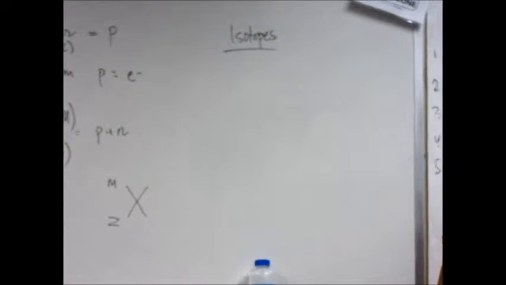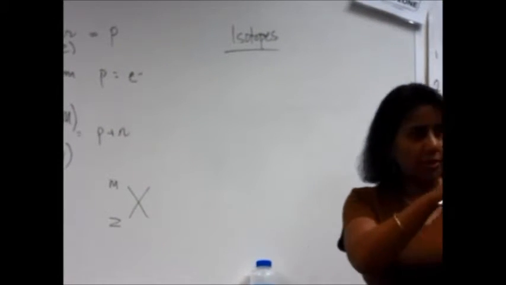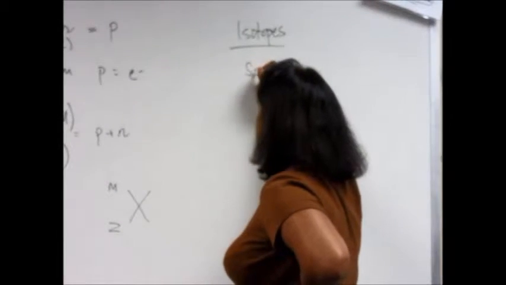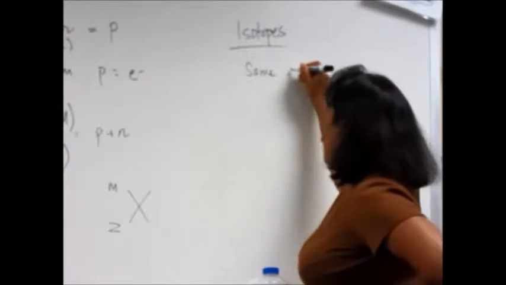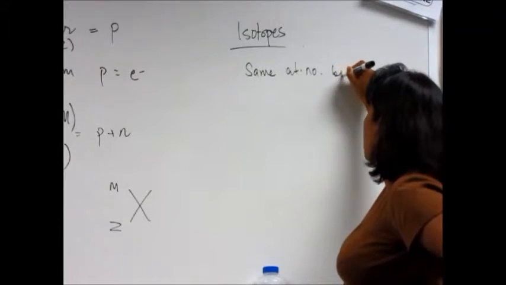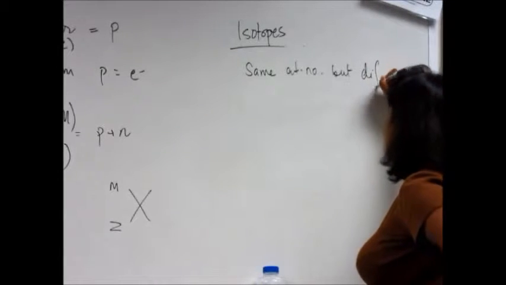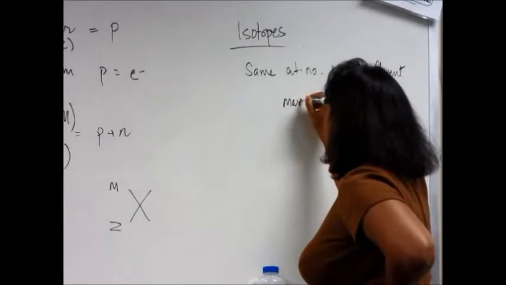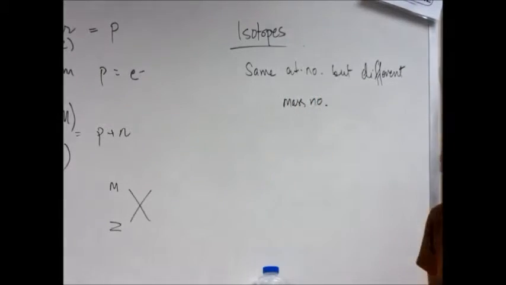In the case of isotopes, we have the same atomic number, but different mass number of any atom. Which means that not all atoms are alike. There is something different about them, okay?